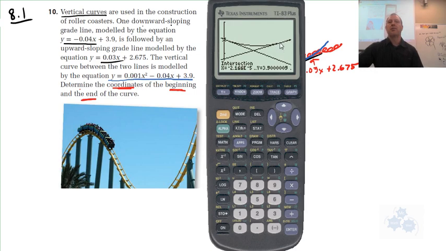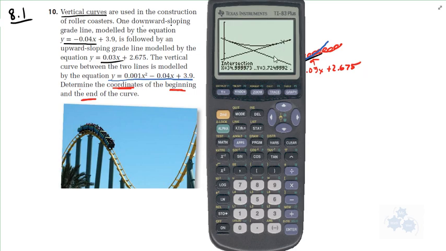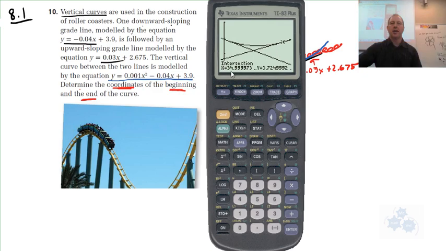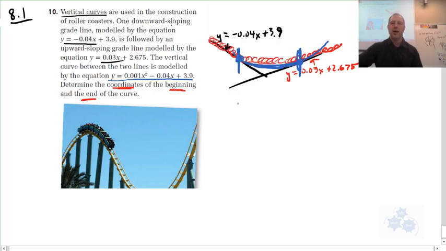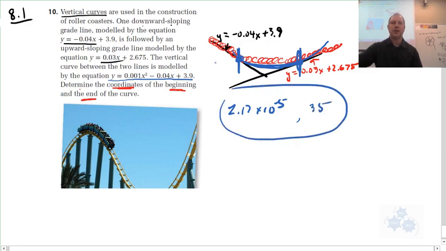And then you do the same thing for the other intersection. So if we do the intersection on the other side, you have 34.9, or 35 you could round it to. Okay? So 2.17 times 10 to the negative 5. And I don't know what the units are here. We could look for that. It doesn't really give us. And then 35 as well.